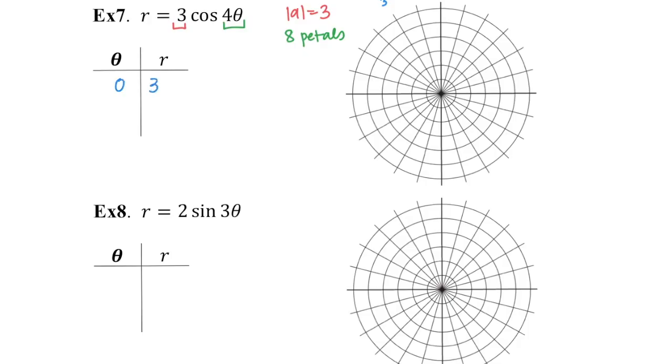Okay, because this is a cosine function, cosine is maximized at 0 because the cosine of 0 is 1. I could set 4 theta equal to 0, but then I'm just going to end up with theta equals 0. So the point I'm going to plug in is 0 because this is a cosine function. If I do 3 times the cosine of 4 times 0, that's the cosine of 0. The cosine of 0 is 1. So my first petal is going to be at 0, 3, 1, 2, 3. And that's because this is cosine.